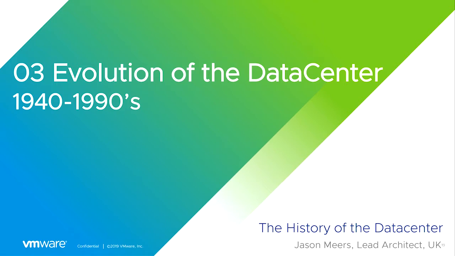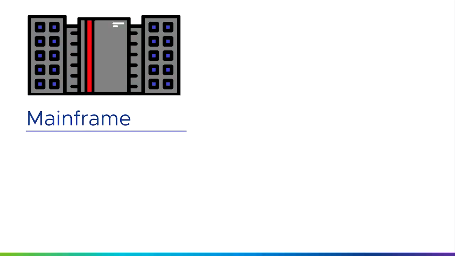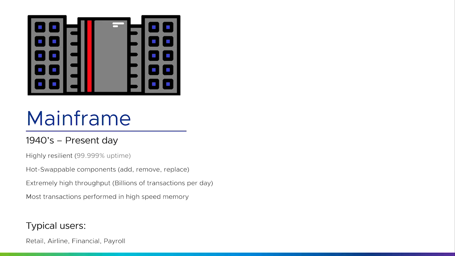Hi, I'm Jason Mears, and this is the History of the Data Center, Part 3. Part 3 is about the evolution of the data center, starting with the 1940s all the way up to the 1990s. So the story starts with mainframe computers, which have been around since the 1940s to the present day.